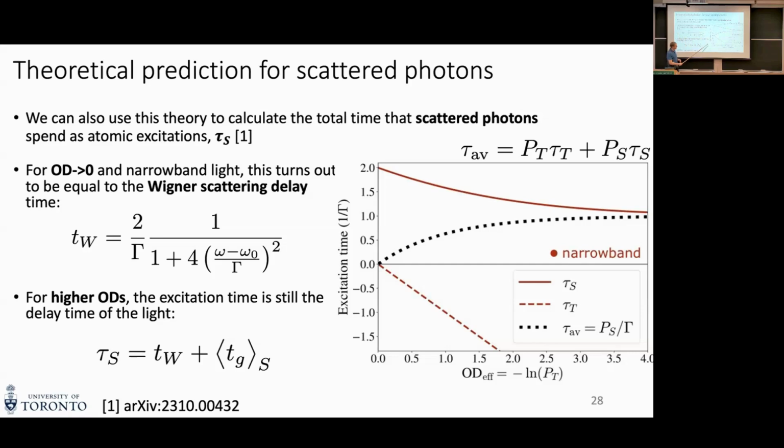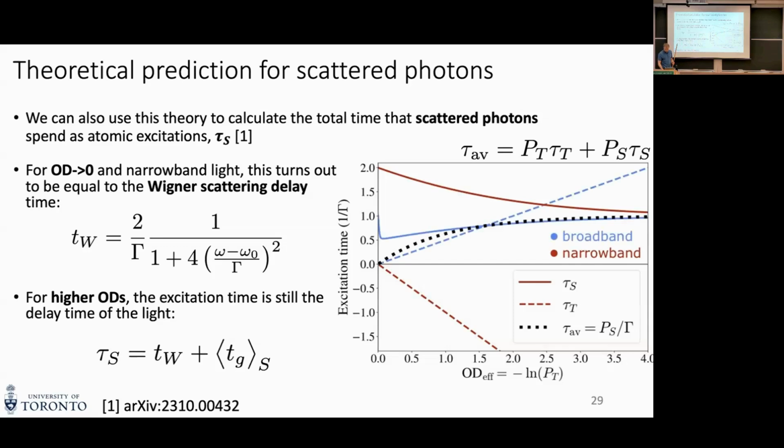And then for transmitted photons, if they're narrow band, this basically just looks like minus OD over gamma. So minus optical depth times the atomic lifetime. And if you weight these 2 things by the probability of each of them happening, you always get this kind of average line, according to this rule on the top here.